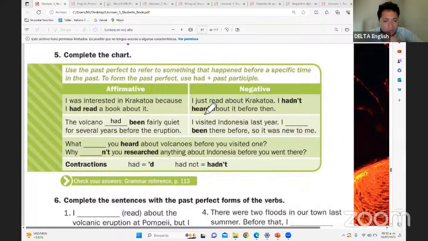So it says, for example, I just read about Krakatoa. I hadn't heard about it before then. Okay. So here it says, right? Yo no había escuchado hablar de ello antes, right? I hadn't heard about it before.